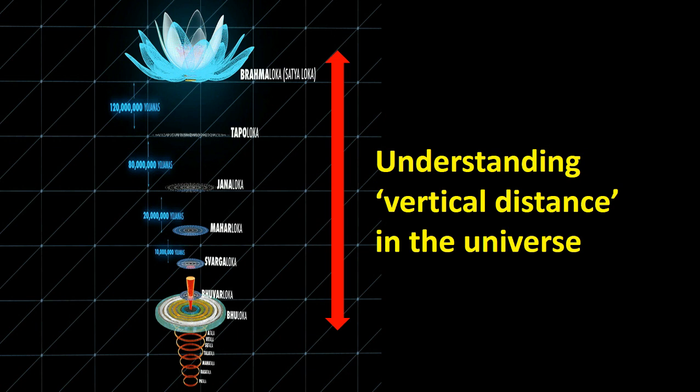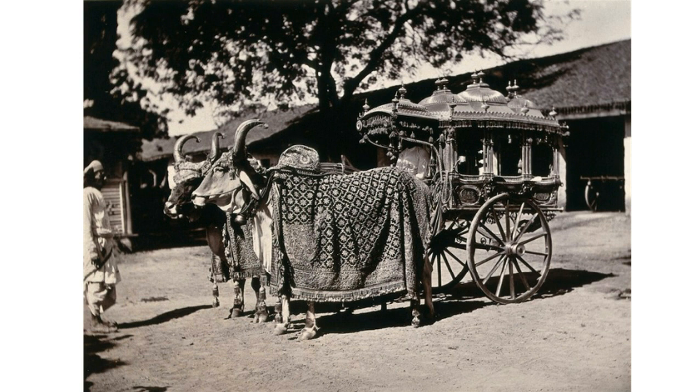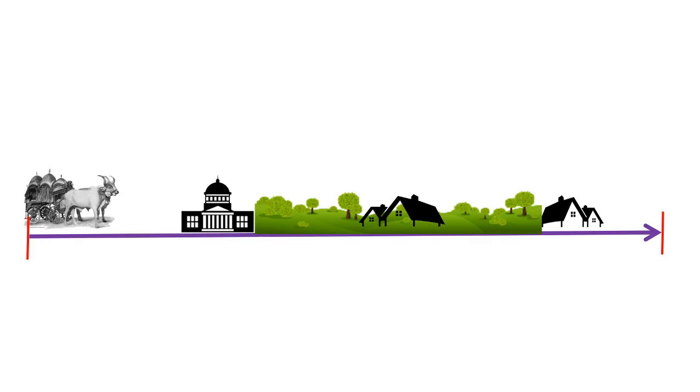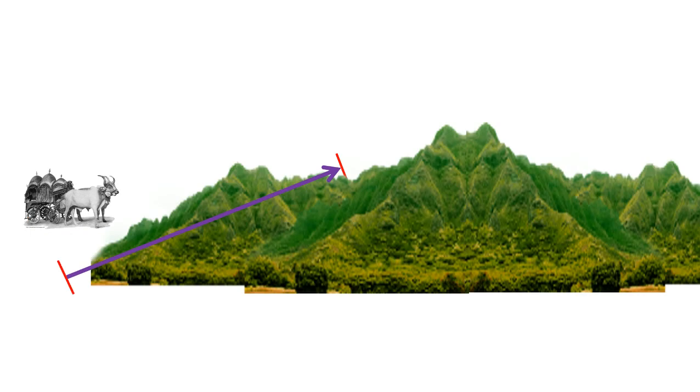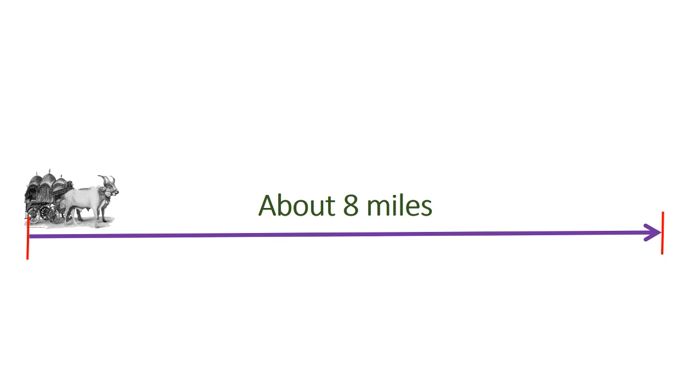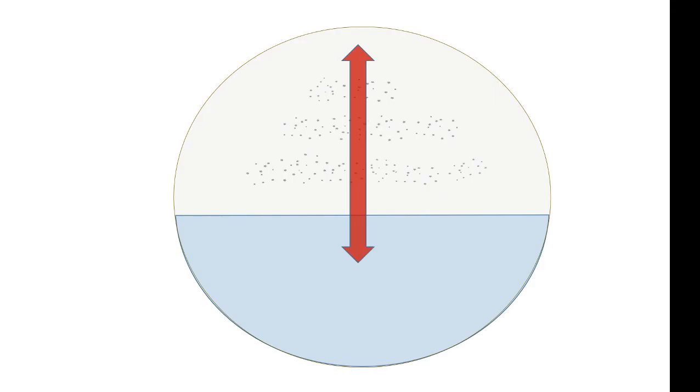Understanding vertical distance in the universe. Now, a common measurement used in the Bhagavatam is the yojana, which implies yoking. It originally indicated the distance that oxen yoked to royal carts could walk in a day. In practical terms, the exact distance must have wavered, depending on the oxen and the terrain and so forth. But on average, 1 yojana walking horizontally is about 8 miles. But in terms of the value of yojanas given for the distances to planets and the vertical dimension of the universe, I argue it's a completely different context.